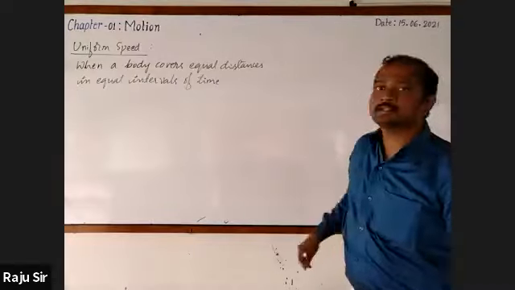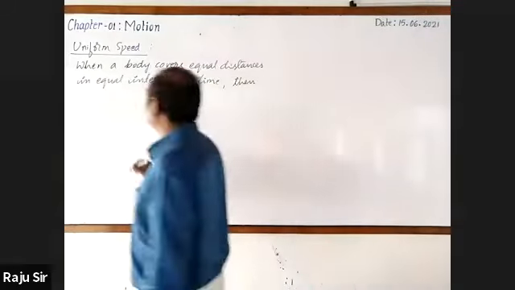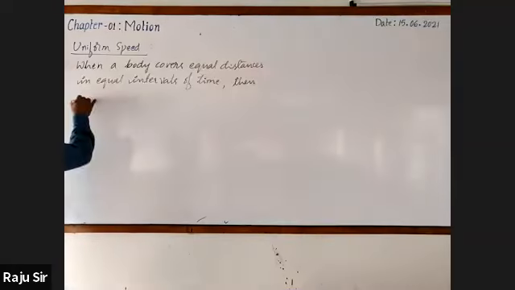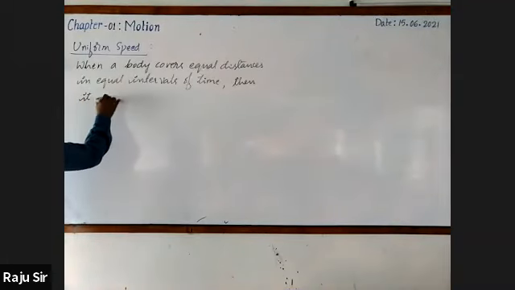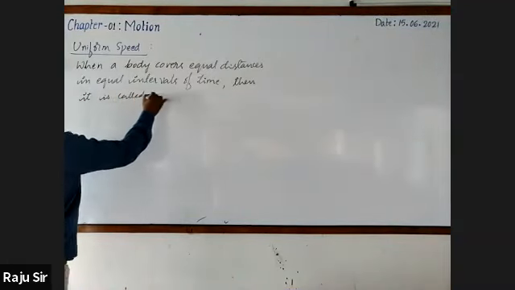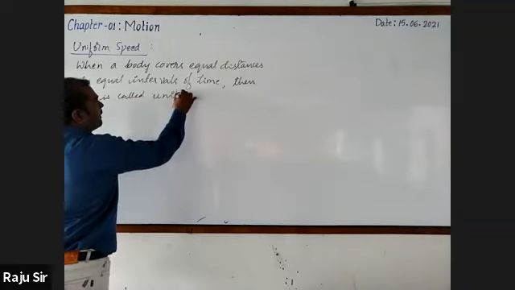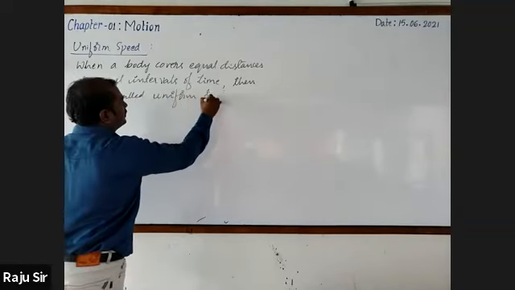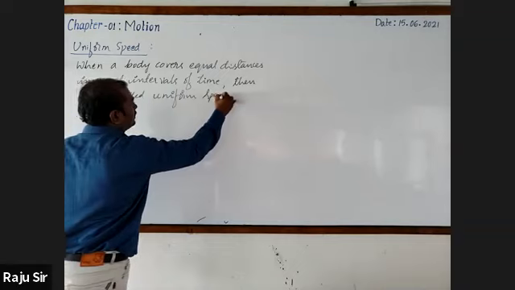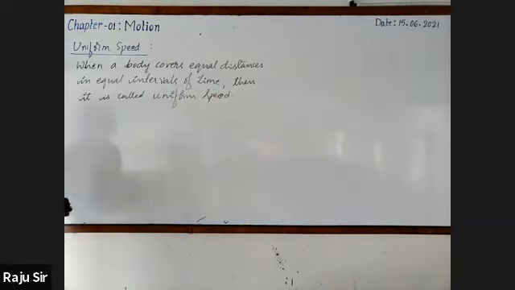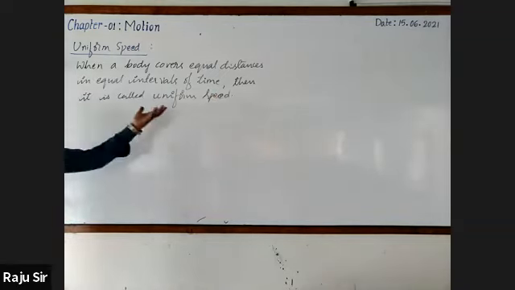Are you writing or not? When a body covers equal distances, then it is called uniform speed. Or we can say that the body is moving with constant speed.